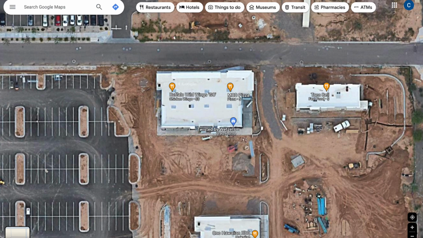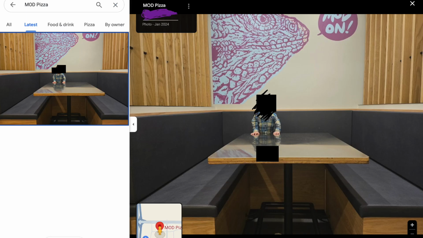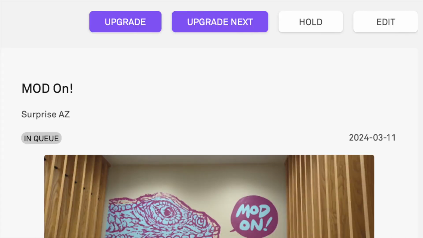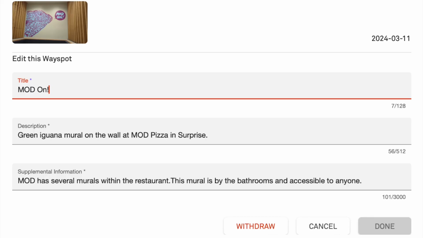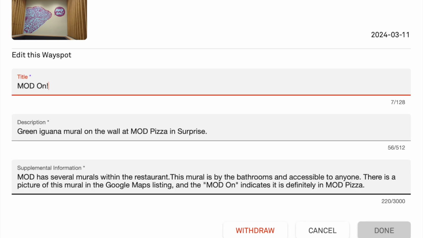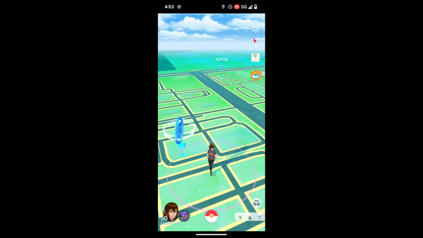All right, so here is the imagery. It actually says Mod Pizza on it, which is great. Look what I found in the Google listing. Yay! All right, so I went into the upper right-hand corner there. It says Edit. Here is my original description that I did while I was nominating it. This is what I added, basically saying go in Google Maps and see the picture.